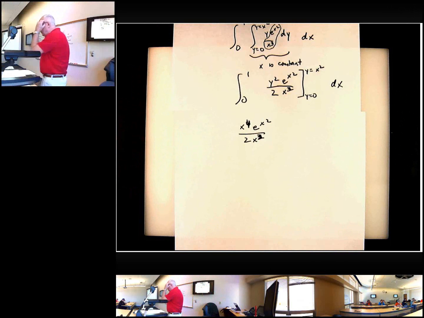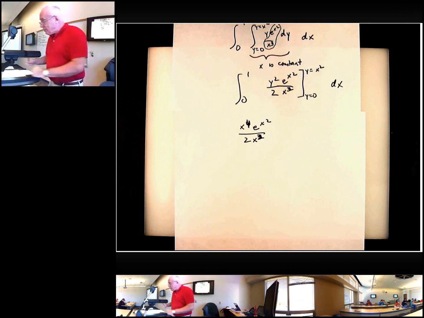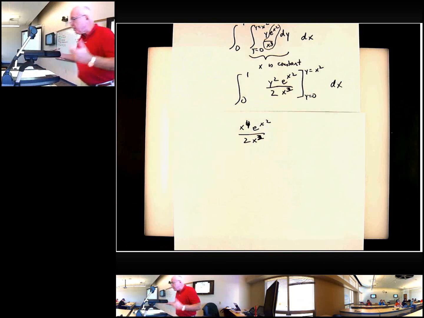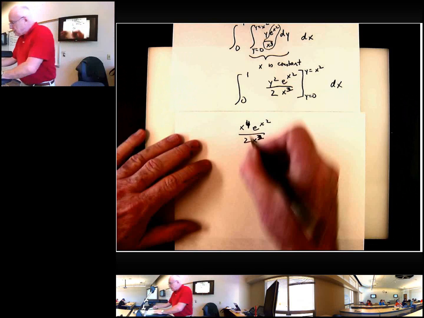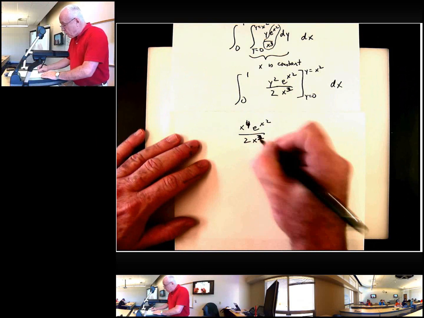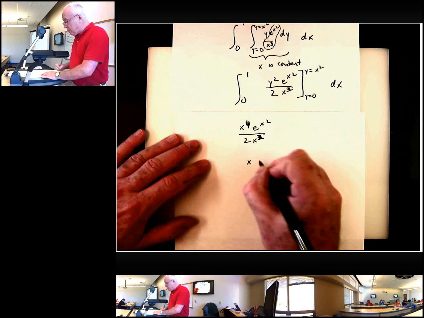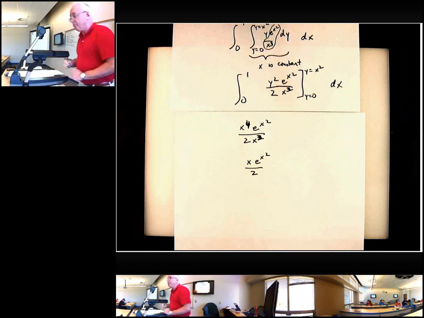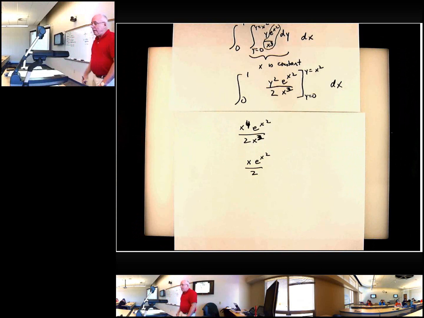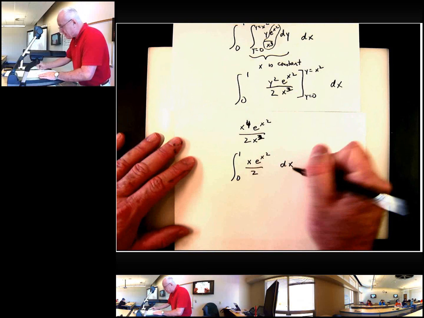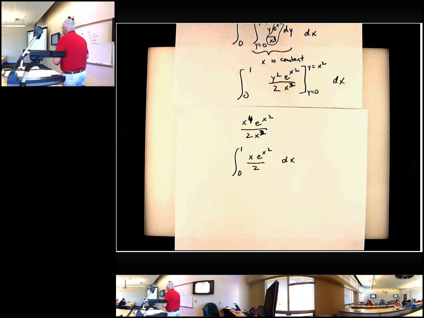So, all right. Our bottom limit is y equals 0, so we don't have anything. Let's rewrite this so it looks a little bit better. x to the 4th over x to the 3rd leaves me with an x, e to the x squared over 2. And now that's what we're going to integrate with respect to x, right?